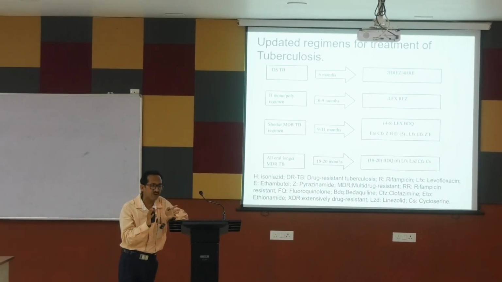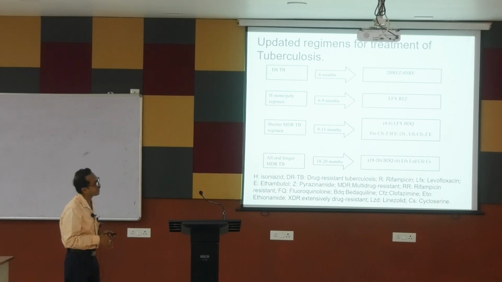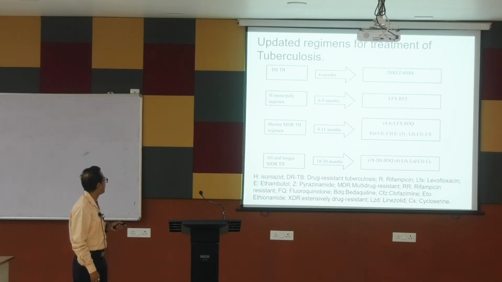What are the newer drugs for? Because it is very difficult for you to remember this shorter bedaquiline regime, but at least remember the shorter bedaquiline course and the longer bedaquiline oral course. There are some indications where you have to use the longer course, not the shorter bedaquiline course for 9 to 11 months. So 2 HREZ and 4 HRE, that is 2 months of rifampicin, INH, ethambutol and pyrazinamide, followed by 4 months of INH, rifampicin and ethambutol.